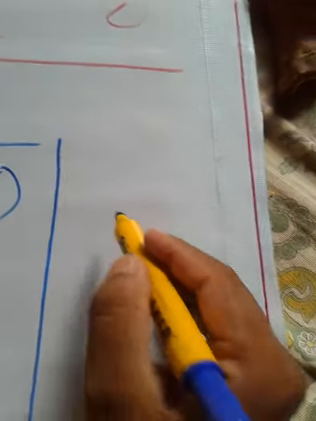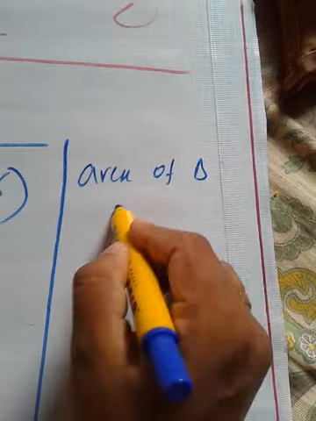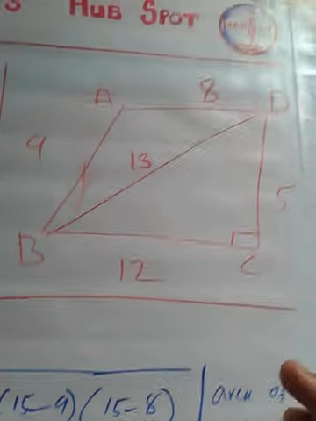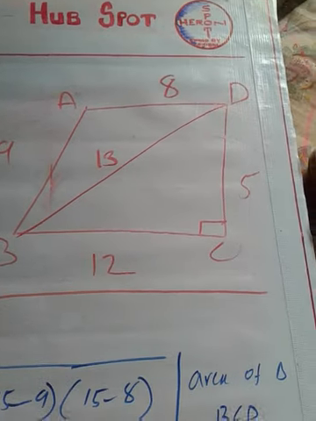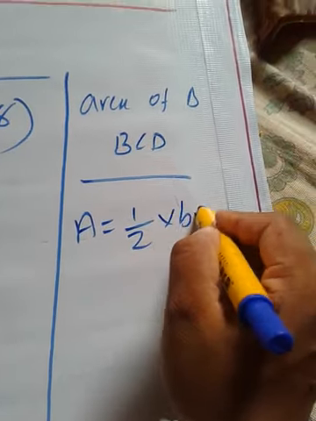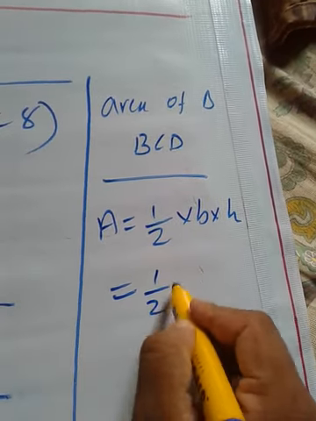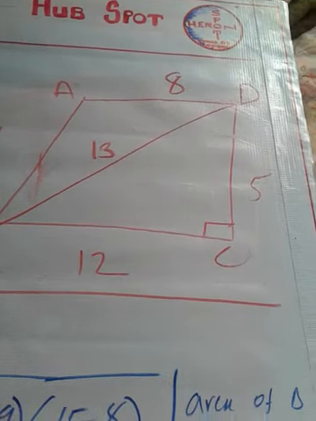So next, let me come to the area of triangle BCD. As you know, triangle BCD is a right triangle, so no need to apply Heron's formula. Just use the formula: area is equal to half into B into H. So half into base is 12 and height is 5. According to that triangle, base is 12 and height is 5.